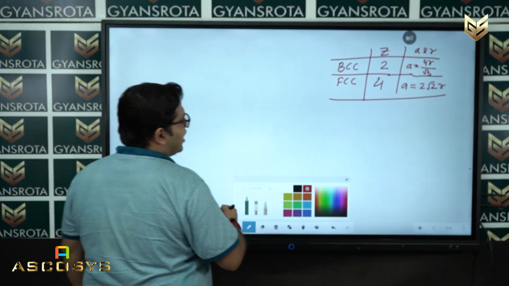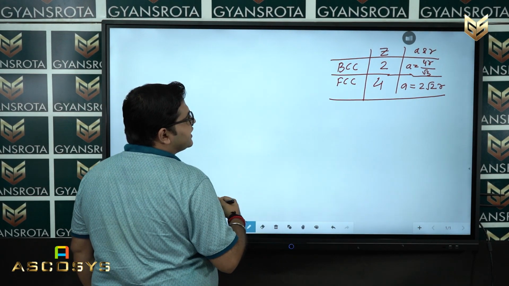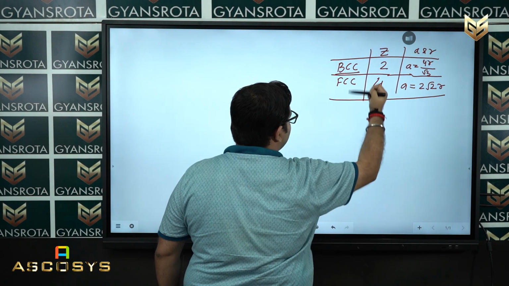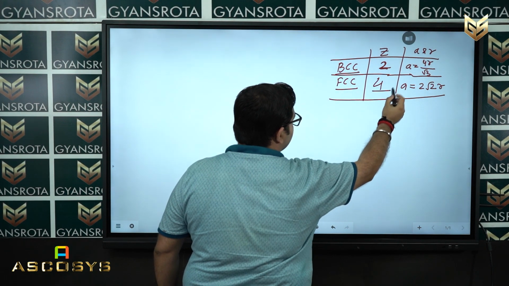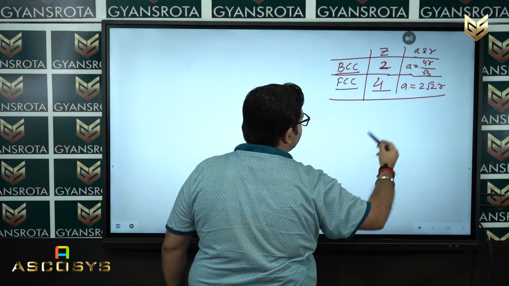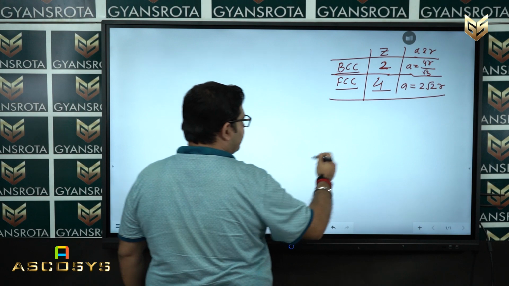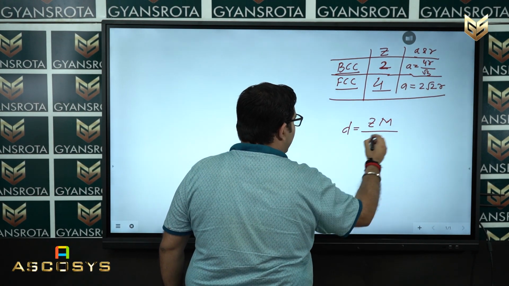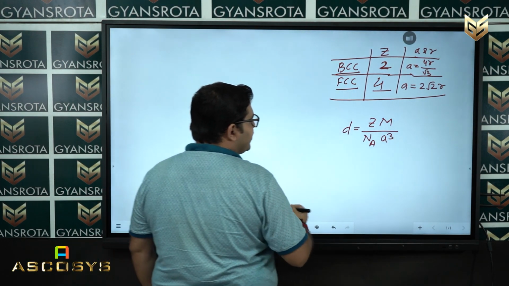Before starting this solution, we should know these values, and these values we have already discussed in our theoretical part. For BCC, Z, that is the total lattice count, will end up being 2, and for FCC it will be 4, and the relationship between A and R is A equal to 4R by root 3 for BCC and A equal to 2 root 2 R for FCC. Now, there is a formula for density, D equal to ZM by Na into A cube.